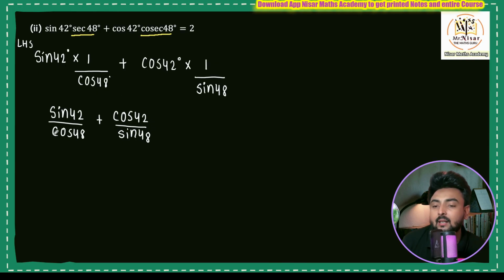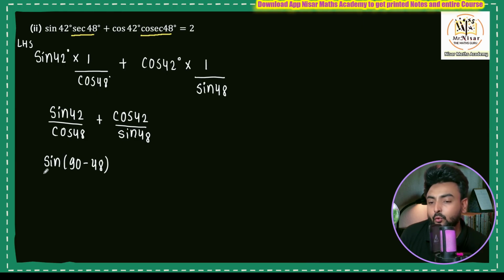Okay, see, I'll write here. How to convert it, I already said you should write in this way: sine, first convert it in 90 form. So 90 minus how much makes 42? 90 minus 48 makes 42.